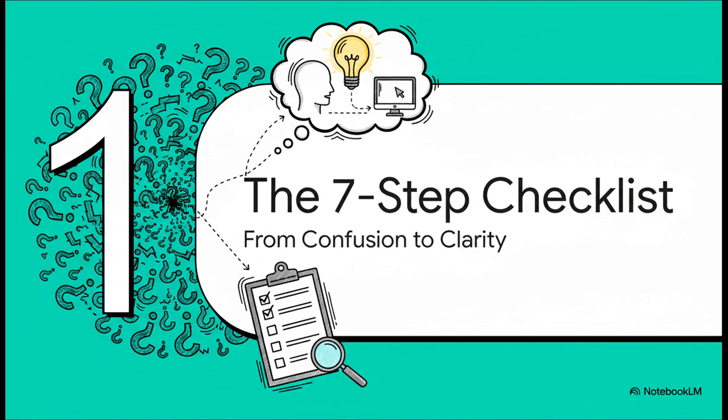So how do we get from that confusing mess to crystal clarity? Well, the solution is a skill that people are calling prompt engineering. And trust me, it is not nearly as technical as it sounds. Really, it's just a simple 7-step checklist for giving that intern of yours crystal clear instructions. Let's walk through it together.